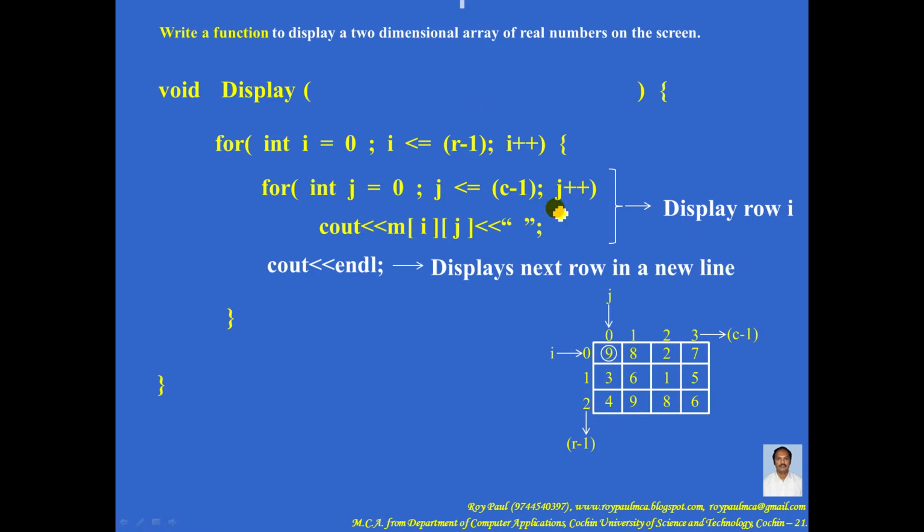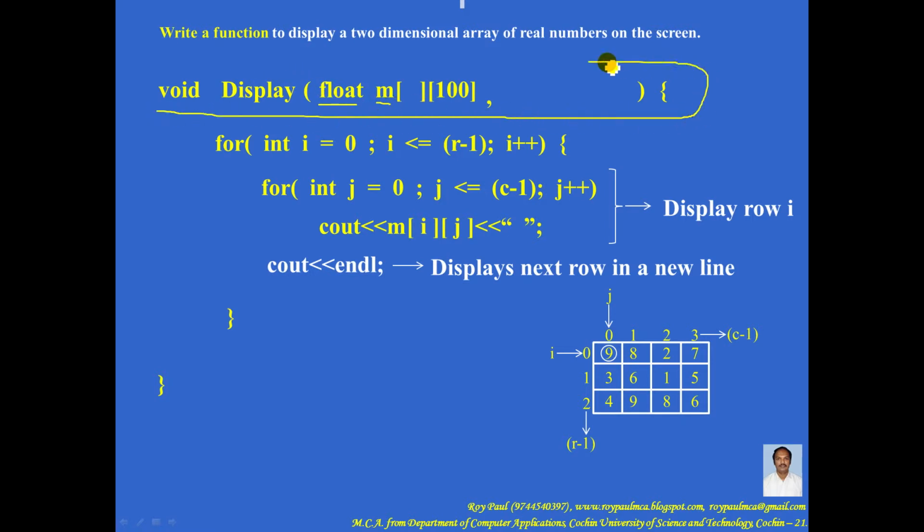Signature part, the array should be passed. It's array of real numbers, float. The name of the array is M. In the function prototype, this is function prototype, when you declare a two-dimensional array, number of rows is not a must. This you can avoid, and number of columns must be given. So make a note of this one.